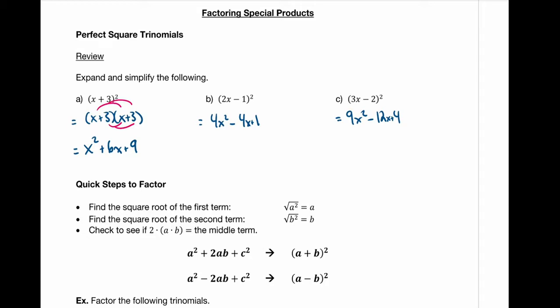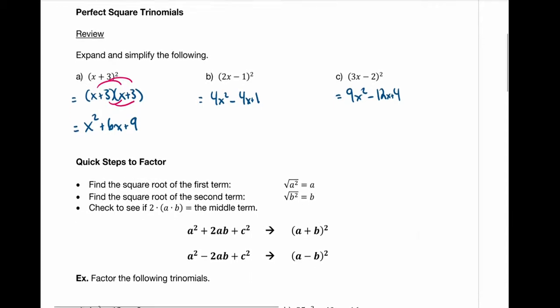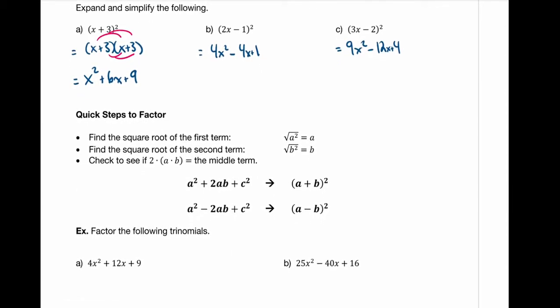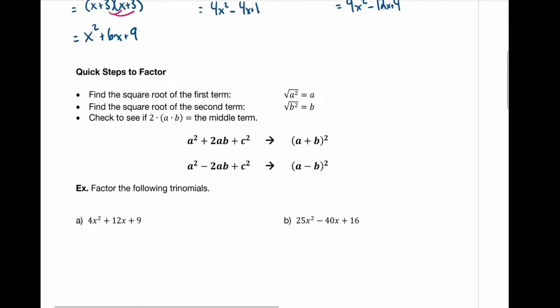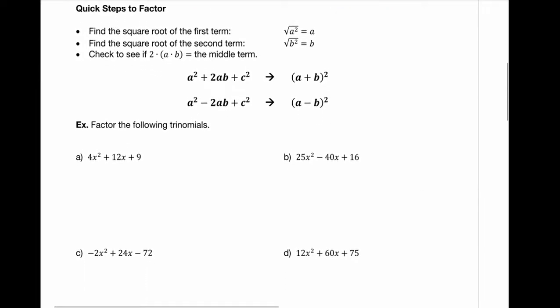So the quick steps to factoring is, first of all, we have to recognize that they're a perfect square trinomial. We have to recognize that pattern by looking at the first term, making sure that it's squared, looking at the last term, making sure it's a perfect square, and seeing if I multiply those two square roots and then double it, will it give me the middle one? Those are the quick steps, but we need to recognize if they're perfect squares first.